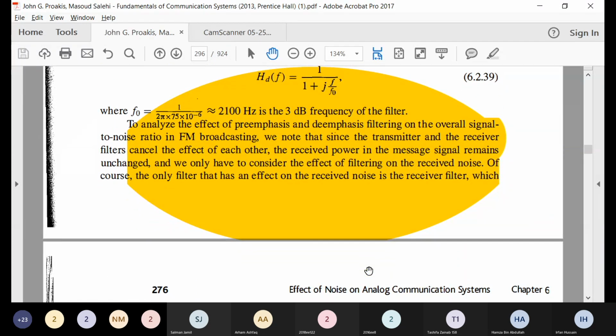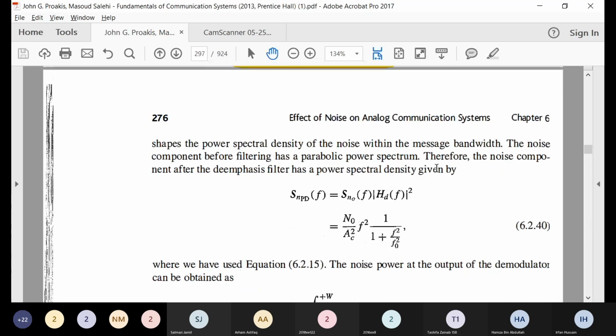Analyze the effect of pre-emphasis and de-emphasis on the overall signal to noise ratio in FM broadcasting. You can very well see that for the signal part, the transmitter and the receiver cancel the effect of each other. Pre-emphasis and de-emphasis cancel each other for the signal part. But for the noise part, the noise is just at the receiver, so it will be just facing a de-emphasis filter. Alright. So what will be the PSD at the output of the de-emphasis filter? At the output of the de-emphasis filter, the PSD will be the PSD of the FM noise, which was N0 over A_c squared times f squared, times the square of the filter response of the de-emphasis filter.